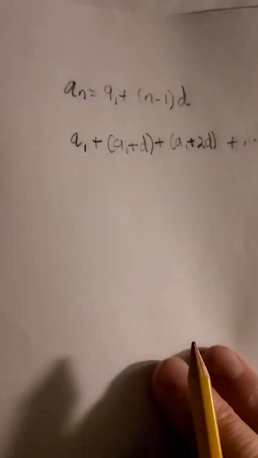But now I want to derive a formula for adding all these terms up. So the next term after that would be A1 plus 2D, plus and so on, what we derived. A1 plus n minus 1 times D is what we derive. And we're going to call that the series, the sum of the arithmetic series. Okay, now I want to write that backwards. So I'm going to take this A1 plus n minus 1 times D. I'm going to add it to this.